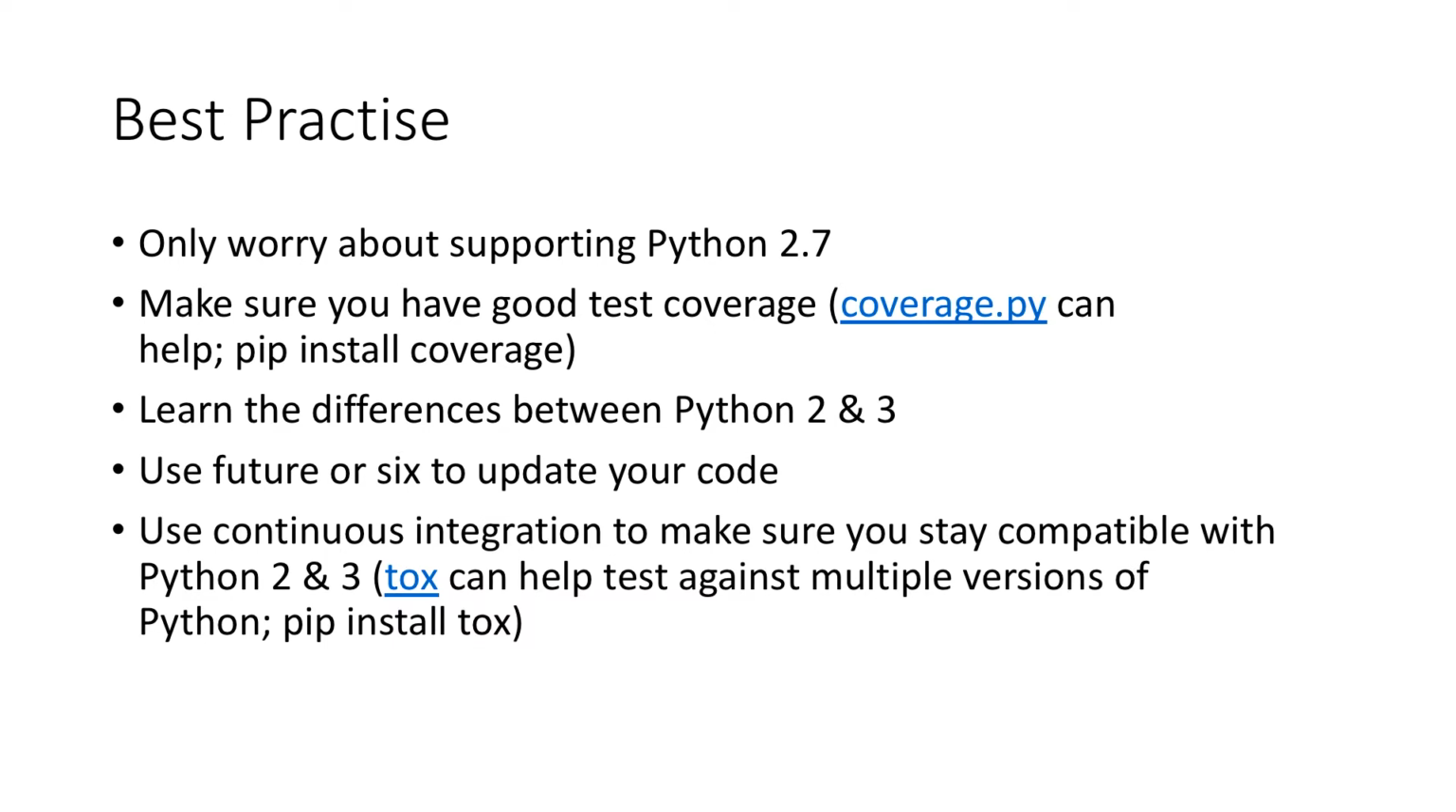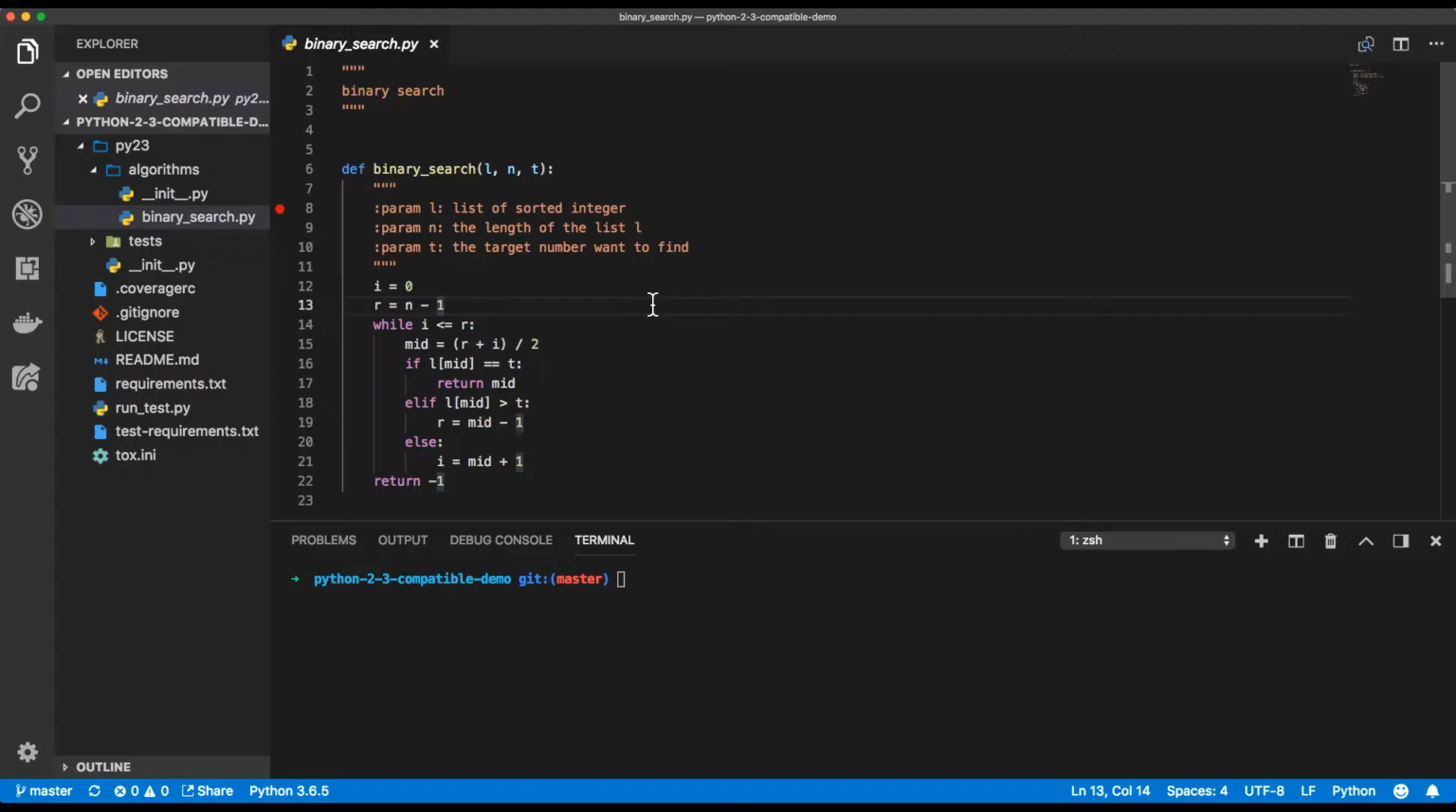5. Use CI to make sure you stay compatible with Python 2 and Python 3. For example, we can use a very powerful tool called Tox. Tox can help test against multiple versions of Python. We can use pip to install Tox. And the last step, drop Python 2 support. Okay, let's see a demo.